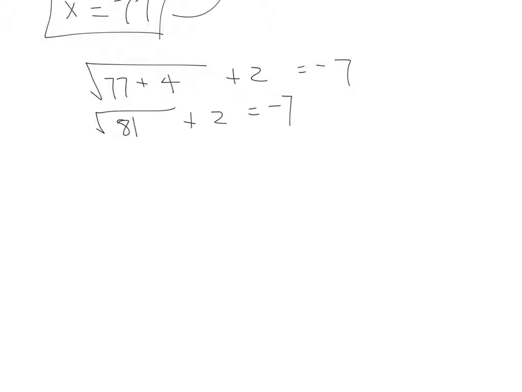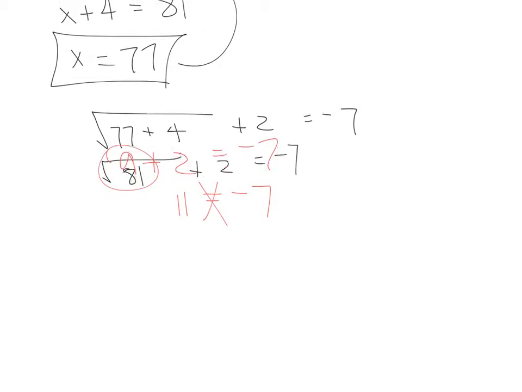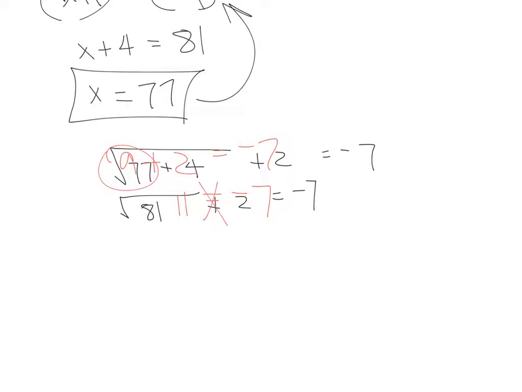Square root of 81 is 9. 9 plus 2 is 11, and 11 is equal to negative 7. That is not a true statement. So therefore, our answer for our x that we got up here, 77, does not work. So there's no answer to this problem.